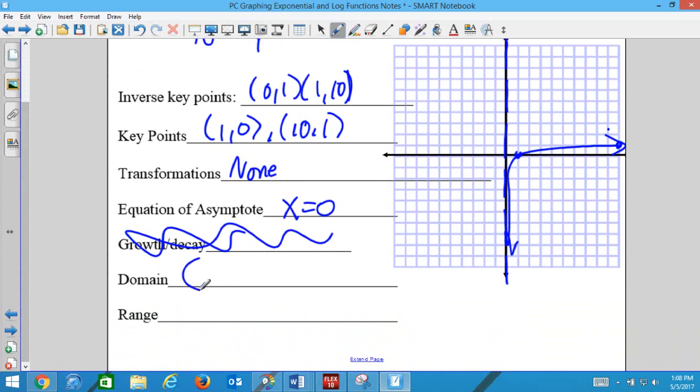Domain, the x's, left to right: 0 to infinity, and then the range, up and down: negative infinity to positive infinity. So before, when we were doing exponential, the domain was always all real numbers. Now the range, like, switches.